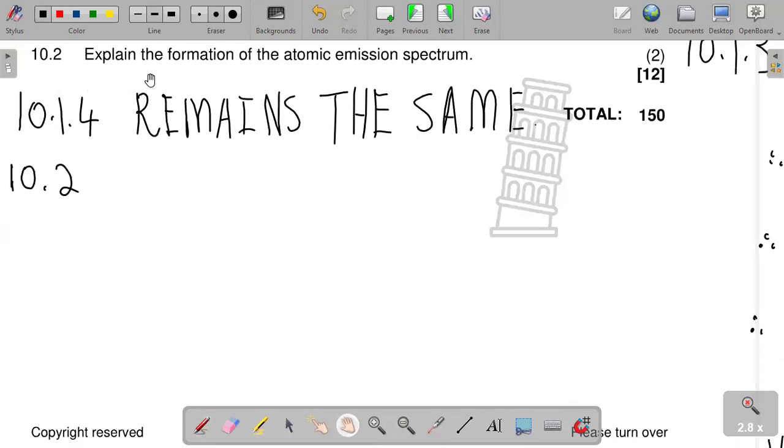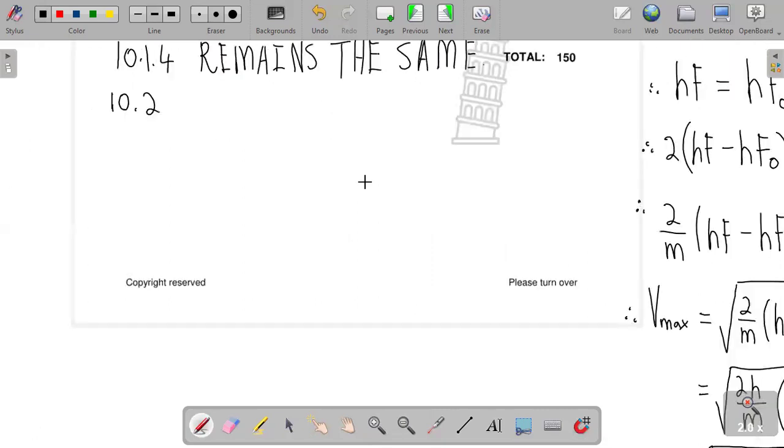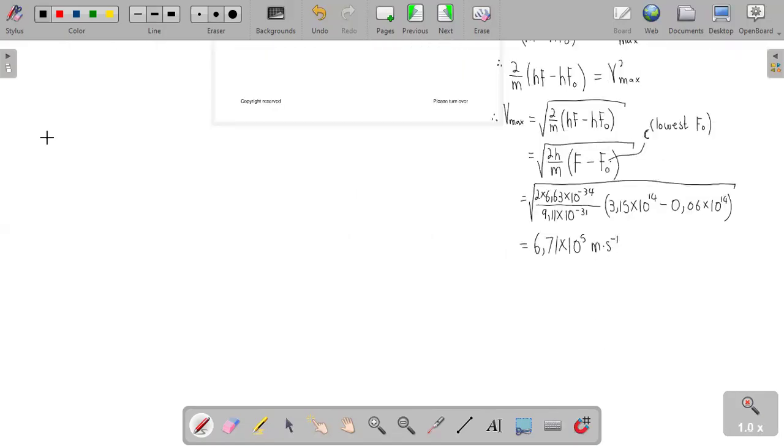10.2, they say explain the formation of the atomic emission spectrum. So the key word here is emission. Okay, it's different from absorption. Absorption is the opposite of emission in this case. So what is the formation of the atomic emission spectrum?